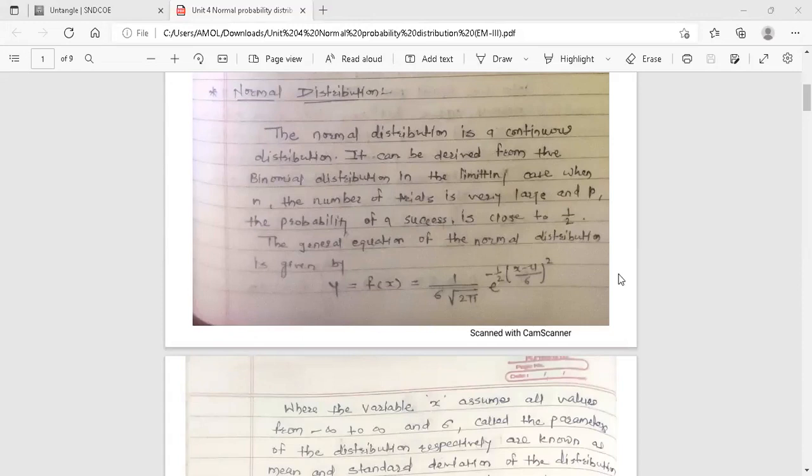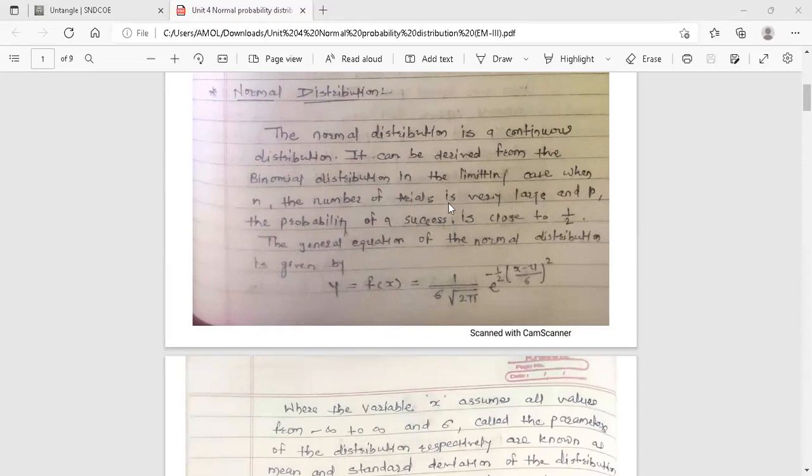Today's topic is normal probability distribution. This topic is from the 4th unit, probability and probability distribution. Already we have discussed binomial distribution and Poisson distribution. Now we are going to discuss normal probability distribution. Normal distribution is a continuous distribution. It can be derived from the binomial distribution.